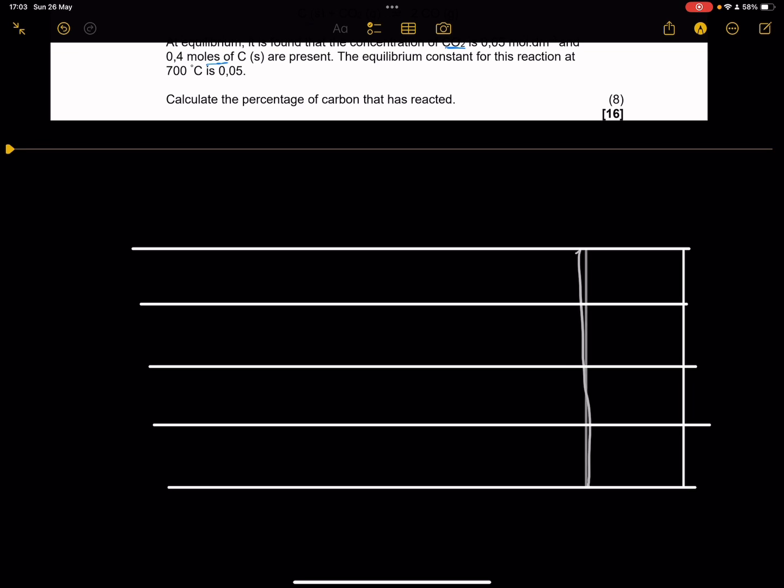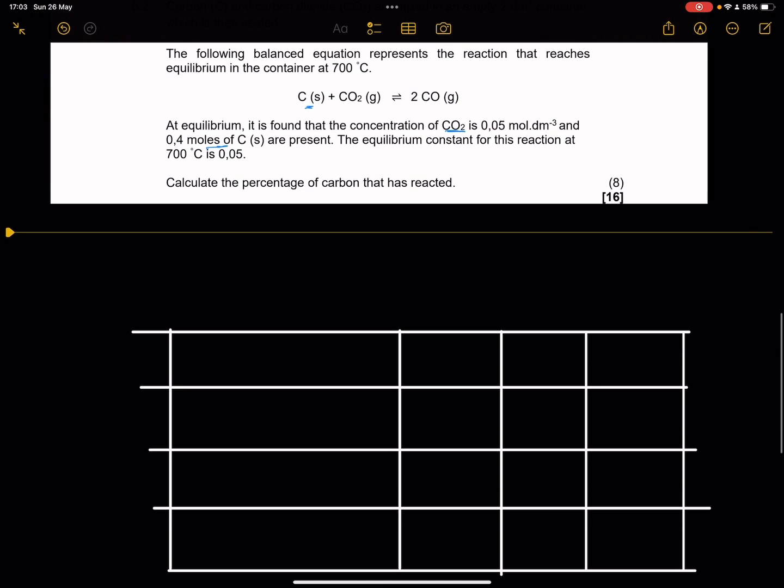And please note, when you draw the table, you do not include gases only on the table, you include everything, right? It is only in your equilibrium expression where we are going to exclude solids and liquids, right? So we've got carbon. We'll have carbon dioxide. Remember, in this case, these are my reactants. And we've got 2CO. In this case, that is going to be my product.